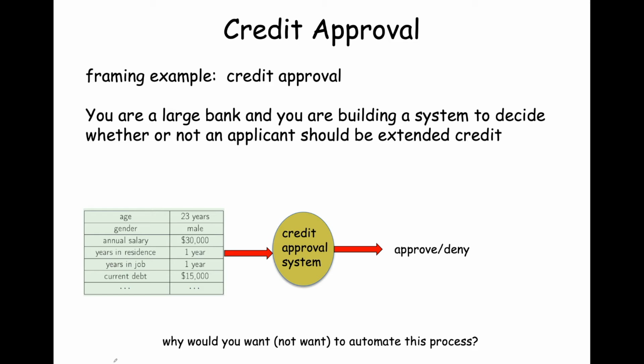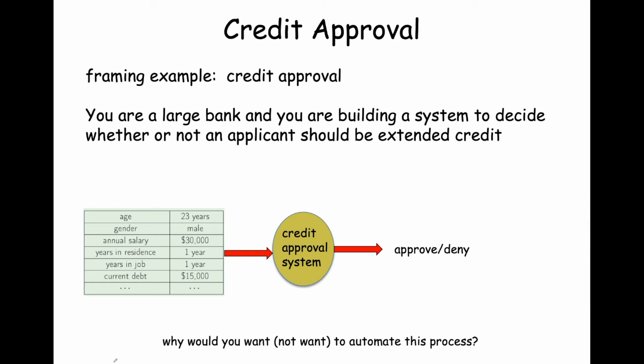And let's imagine you're a large bank and you're trying to build a system, and it's going to decide whether or not an applicant should be extended credit. So somebody comes into the bank and fills out a loan application, enters in all sorts of information, such as the years in residence, annual salary, and a bunch of other pieces of data.